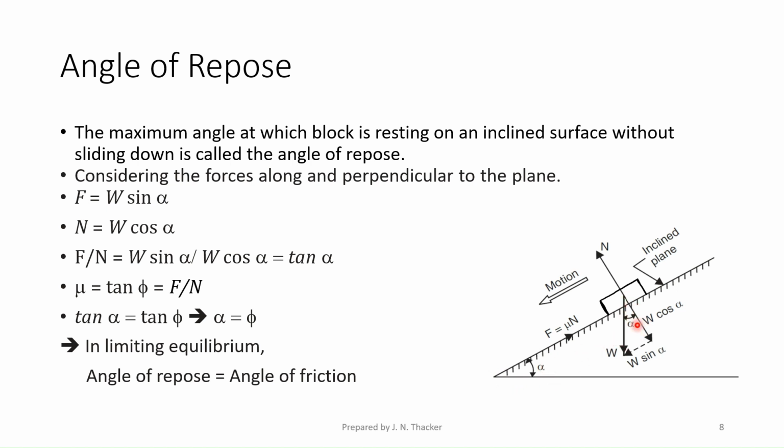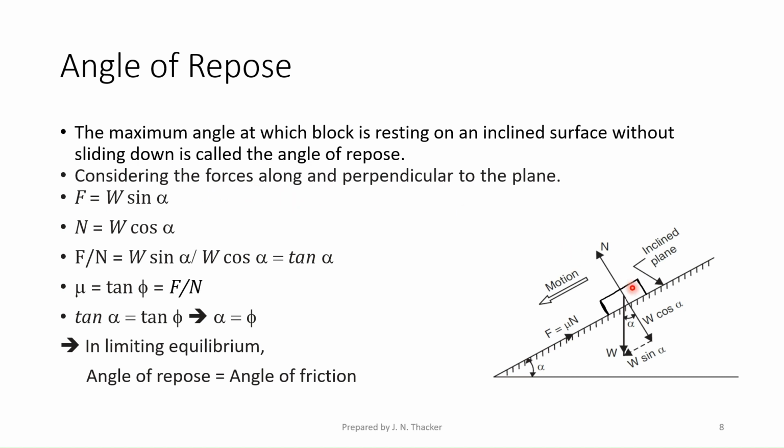So if this is angle alpha, this is angle alpha, this is the adjacent side, so we call it W cos alpha, and this is the opposite side, so we call it W sin alpha. So these are all the forces acting on this system. First is W sin alpha, W cos alpha, then N, and then F.